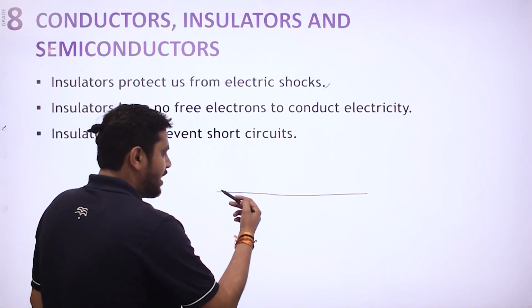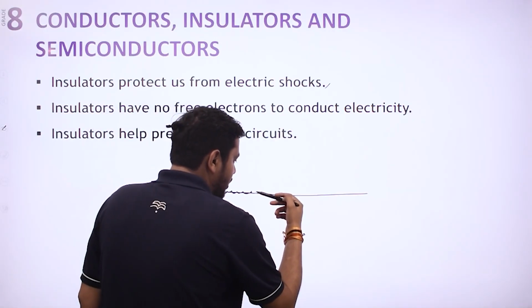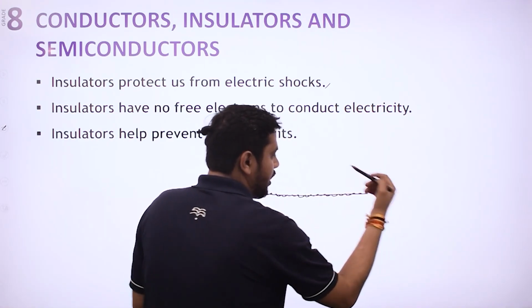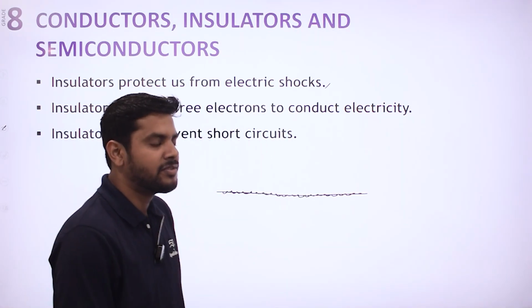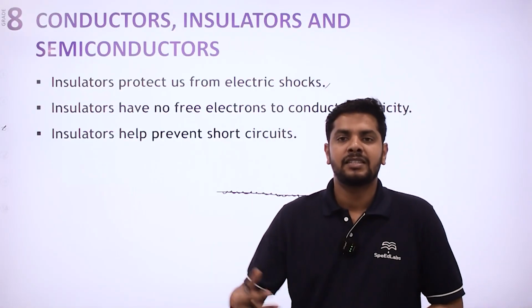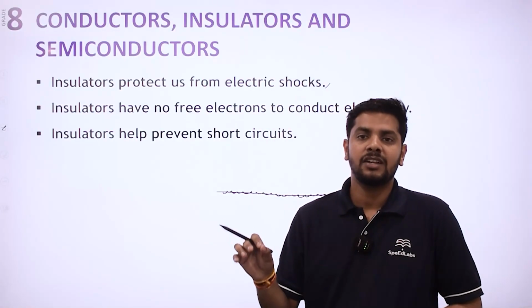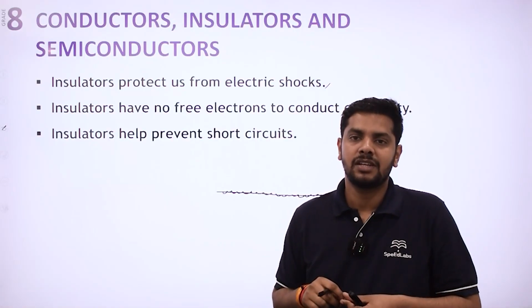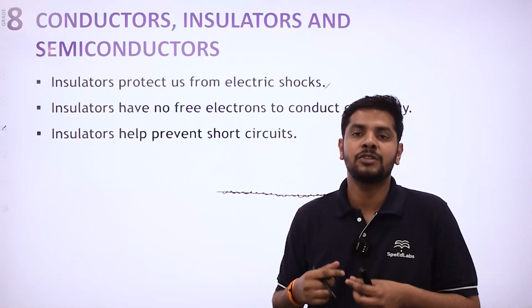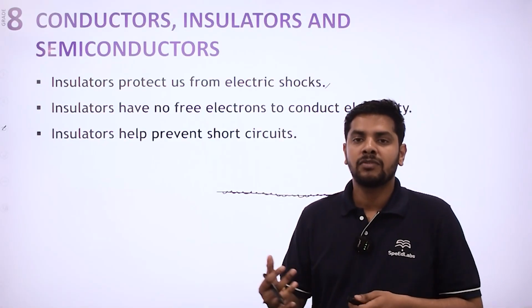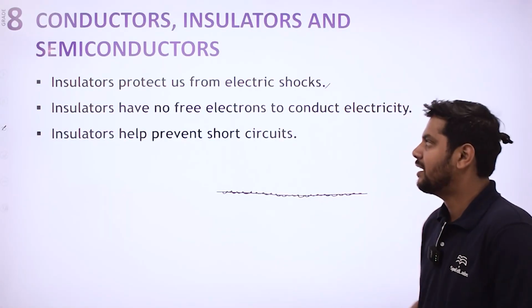But it will have an insulation, and that insulation is going to be of a different material, which will be an insulator. You must have seen that whenever we buy any wire, let's take the simplest example, a charger. The wire which comes with your charger is insulated by some material, rubber.